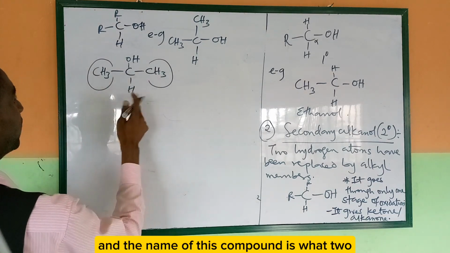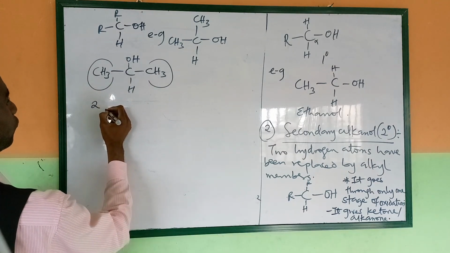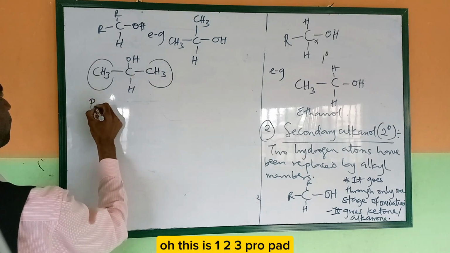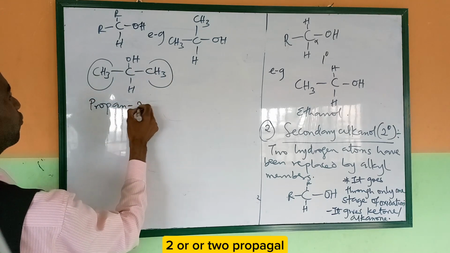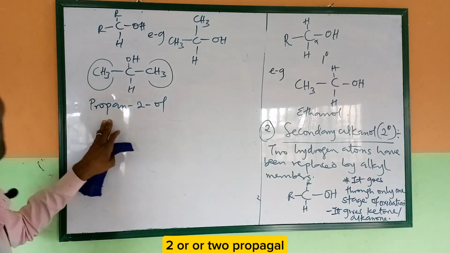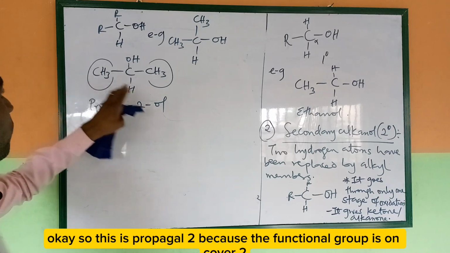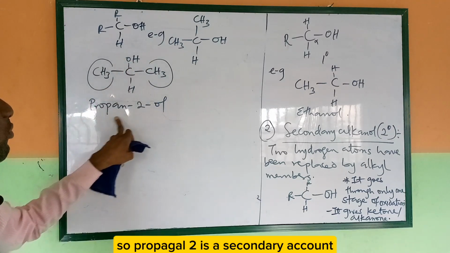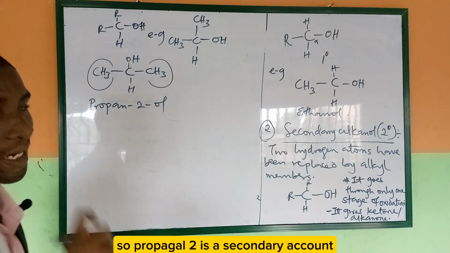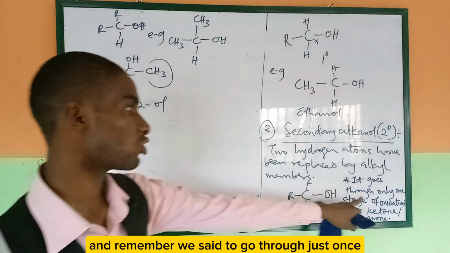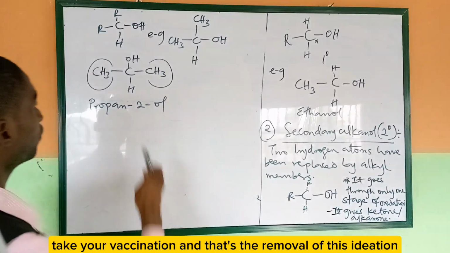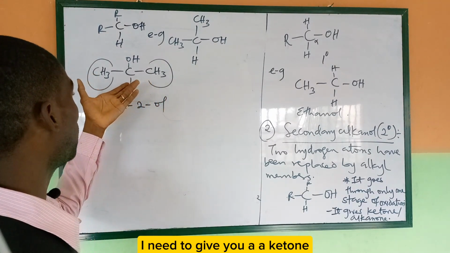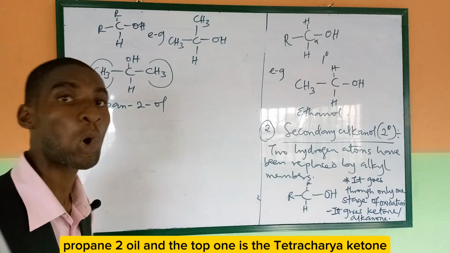And the name of this compound is what? This is 1, 2, 3. Propan-2-ol, or 2-propanol, because the functional group is on carbon 2. So propan-2-ol is a secondary alkanol. And remember we said it will go through just one stage of oxidation, that's the removal of this hydrogen, and it will give you a ketone, propanone.